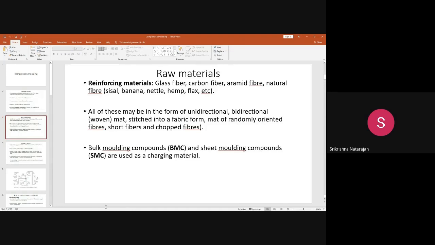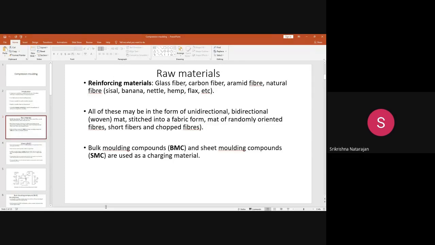These fibers can be used in the form of unidirectional, where you align all the fibers in the same direction, or a bidirectional woven mat, where there is a warp and weft, and you can stitch this into a fabric form. Or you can make a mat of randomly oriented fibers, like short or chopped fibers, or you can use whiskers also.